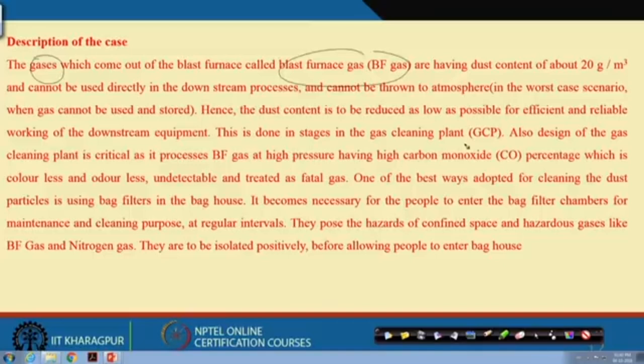This is the case study. Blast furnace gas initially has a lot of dust content, around 20 grams per cubic meter. We have to reduce it to allowable limits. So how is it done? How is it done, and why is energy isolation required?